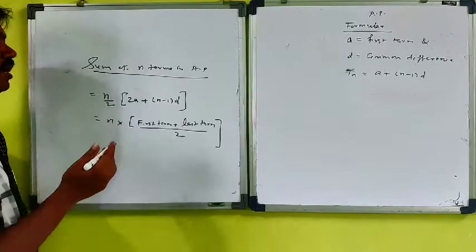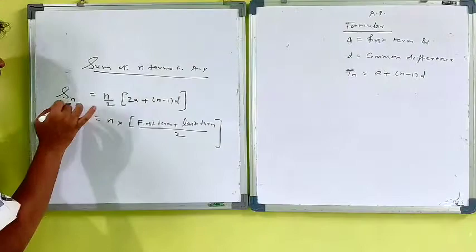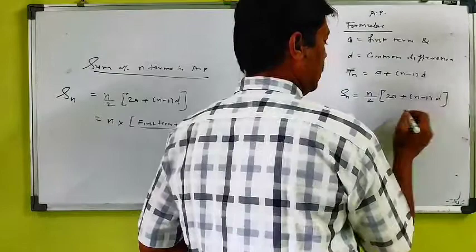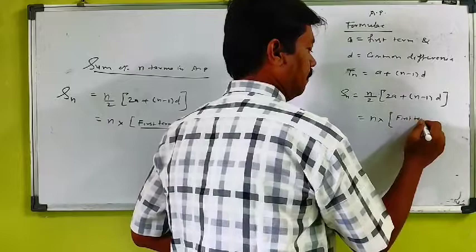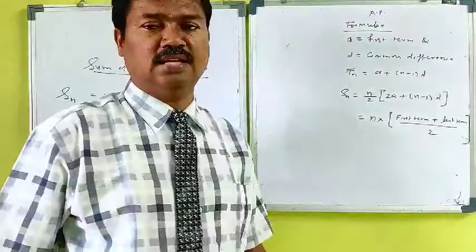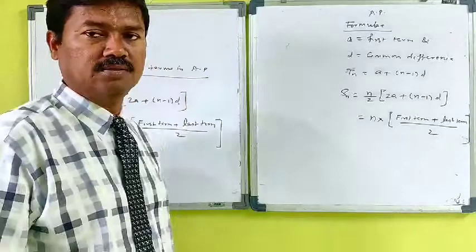The sum of n terms in an AP is given by Sn. So Sn is n/2 times (2a plus (n minus 1)d), which is nothing but n into the first term plus the last term, divided by 2. That is the general formula to find Sn, and next we discuss the meaning of arithmetic mean.